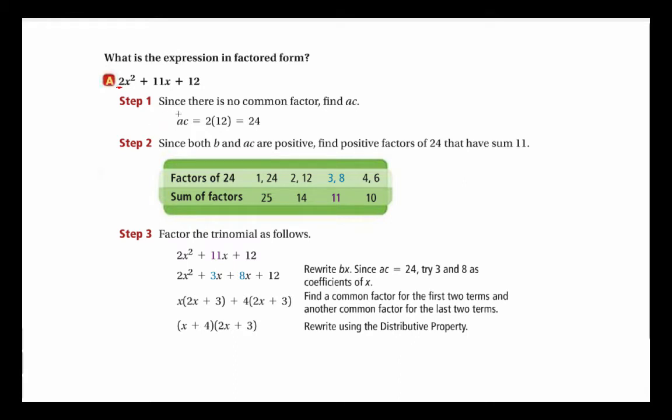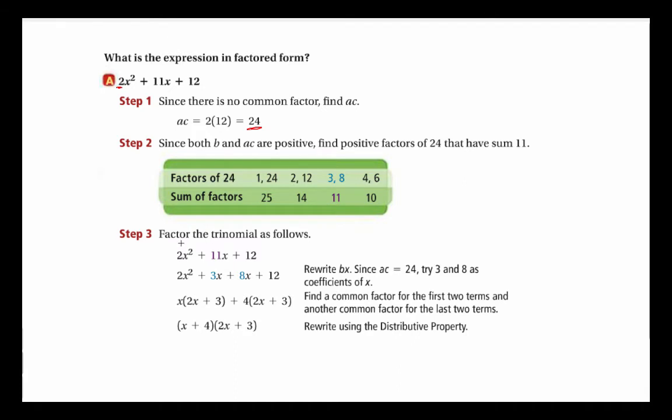So step 1 says, since there is no common factor, we need to find the product of A and C. So A is 2, C is 12. The product of A and C is 24. Since both B and AC are positive, find factors of 24 that have a sum of 11. See, what we're doing here is we're still doing the factoring that we did on the easier trinomials where there is no coefficient here. We're just using this extra step, this AC product, to help us find factors, okay? So factors of 24 are 1 and 24, 2 and 12, 3 and 8, 4 and 6. The one that has a sum of 11 is 3 and 8.